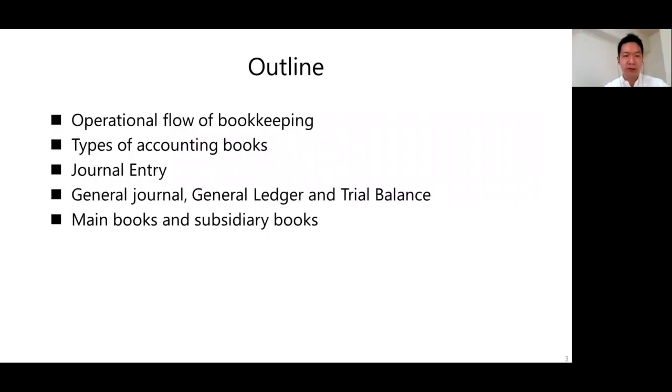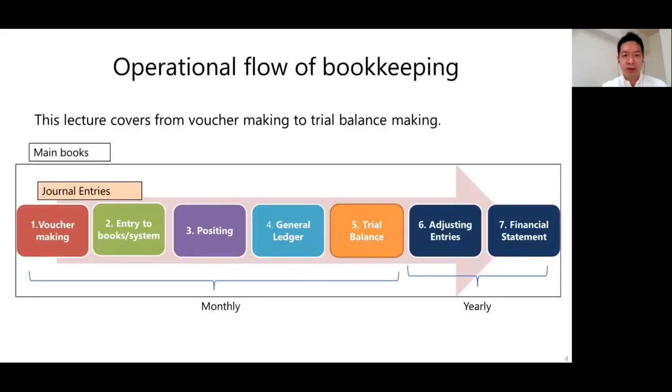These are the outlines of this lecture. I will explain one by one. At first, it is important to understand the total flow of the accounting from the voucher making up to the financial statement. In this lecture, I will cover from voucher making, entry to books system, posting, general ledger, and up to trial balance. But let me explain the flow.